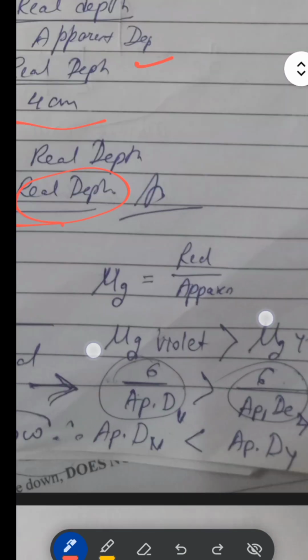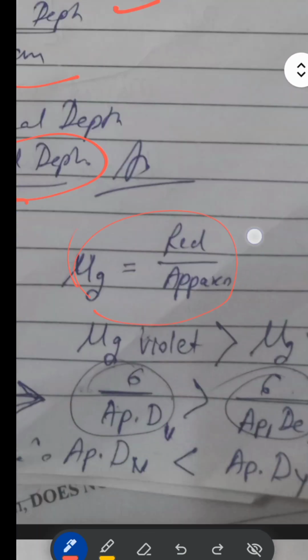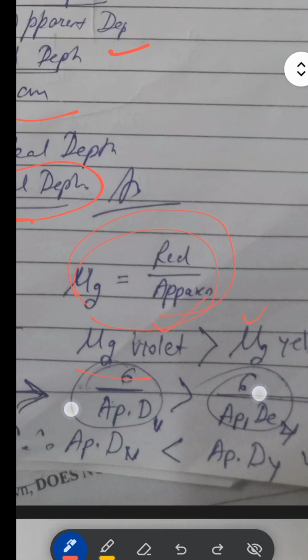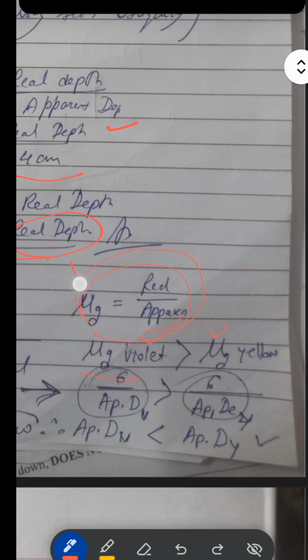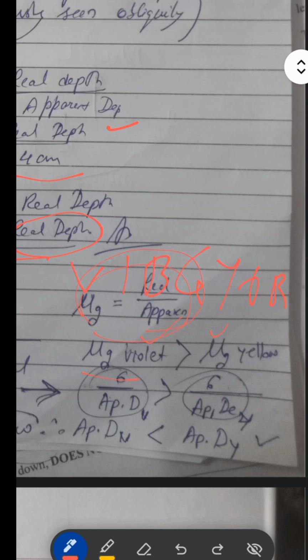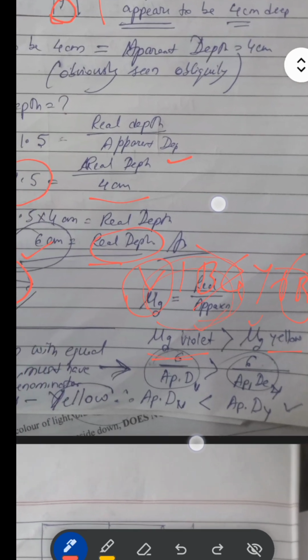How is yellow coming? See, we know that refractive index is equal to real depth by apparent depth, and the refractive index for violet light is more than that of the red light. Okay, so if we see VIBGYOR, refractive index for violet light is most and for red light it is least, and therefore we can say that the refractive index of violet is more than that of the yellow.